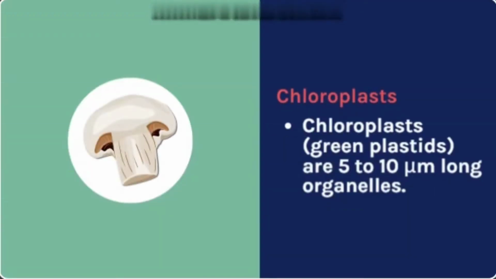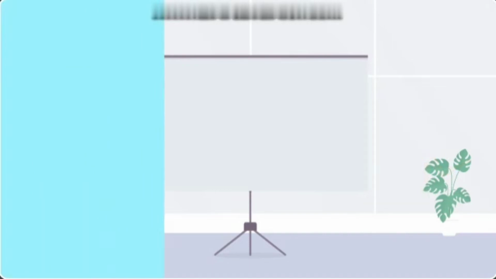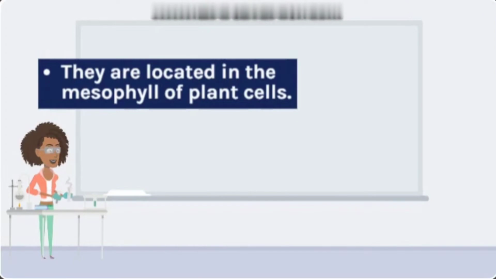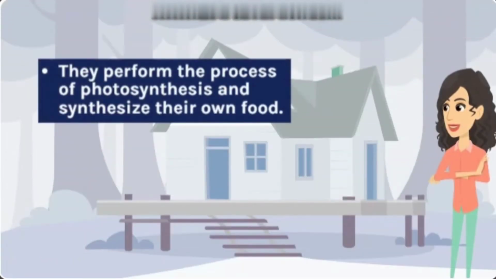Chloroplasts. Chloroplasts, green plastids, are 5 to 10 micrometers long organelles. They are surrounded by a double membrane known as the chloroplast envelope. In addition to the double membrane, chloroplasts have a third internal membrane system, known as the thylakoid membrane. They are located in the mesophyll of plant cells. They perform the process of photosynthesis and synthesize their own food.